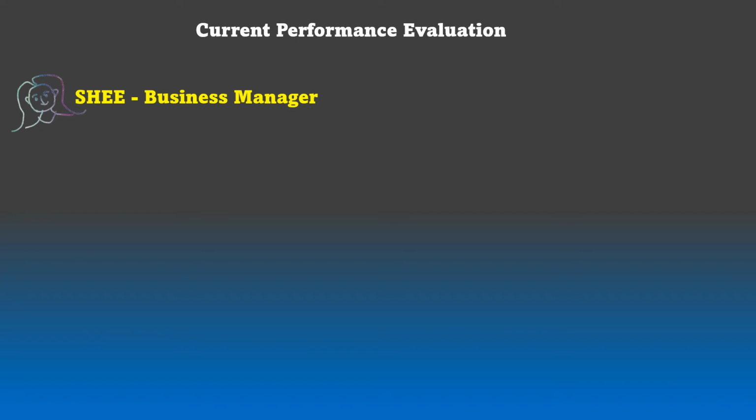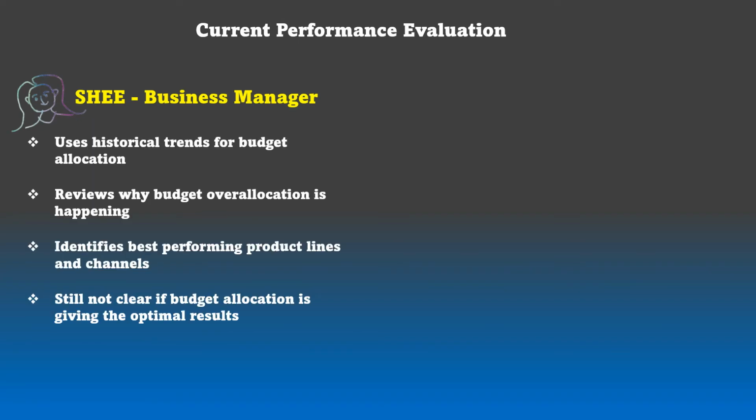In diagnostic data analytics, we try and analyze the current performance trend based on the corrections applied to the historical decisions to see if the current problems can get addressed. As she looks into the historical trends of budget allocation and the subsequent results, she will review why budget over-allocation is happening and how to avoid it.